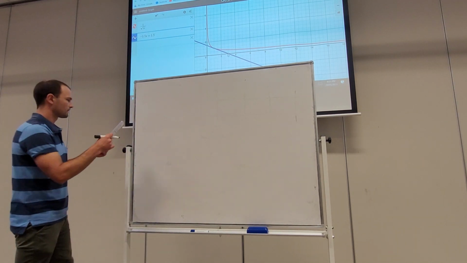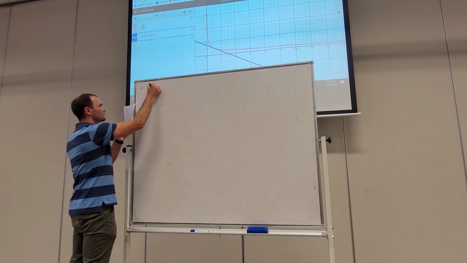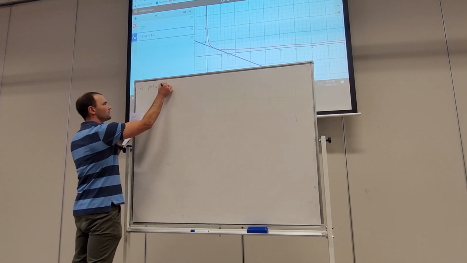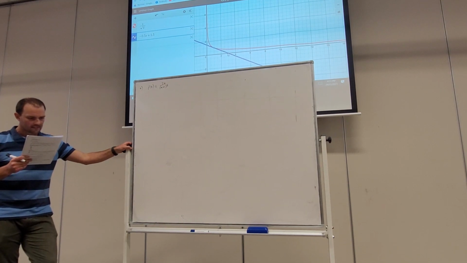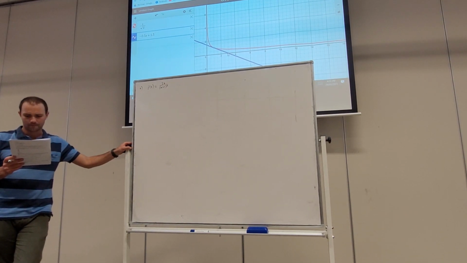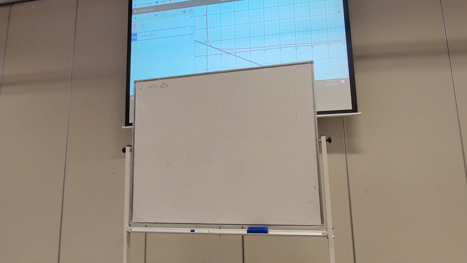Okay, so the function is 2x on top of x plus 1 squared, where x does not equal minus 1. On the axes below, sketch the graph of the function. Clearly show the axes, intercepts, and the vertical asymptote. So they're telling you where you're getting your marks.